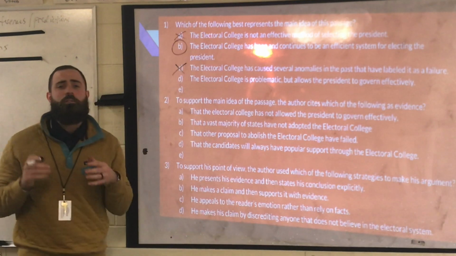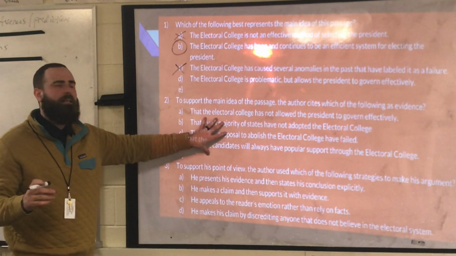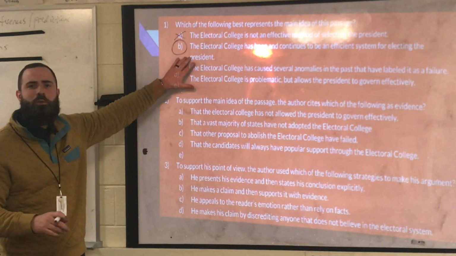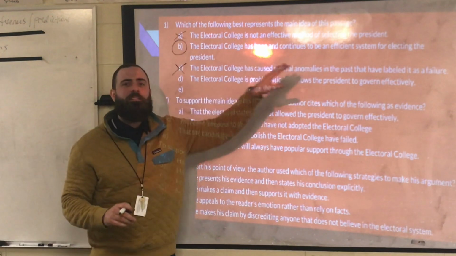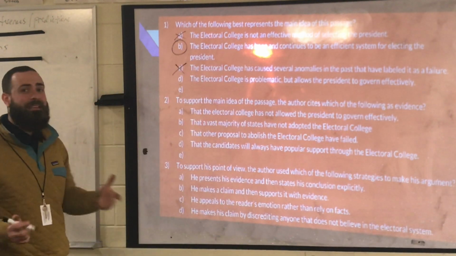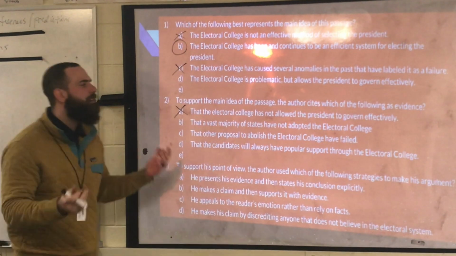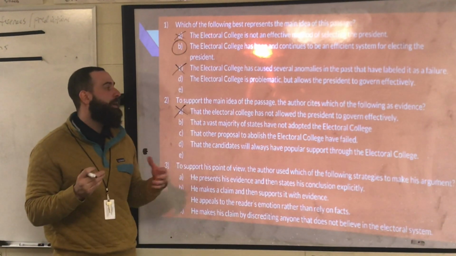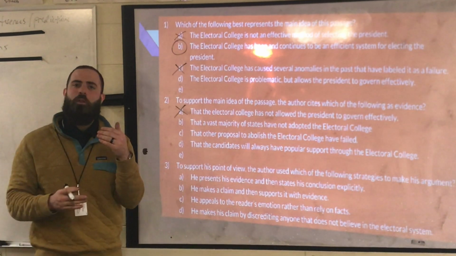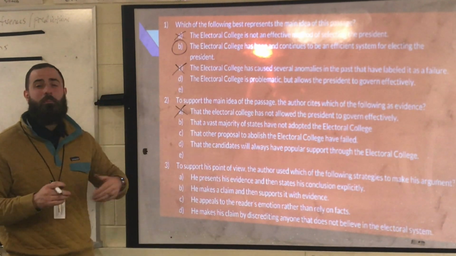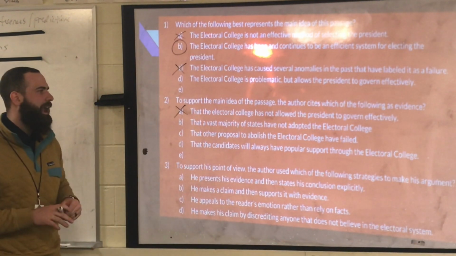So again, I'm looking to eliminate two answers. What pieces of evidence, I'm asking myself, tie directly to this? Because they have to go hand in hand. So I said it was an effective system. So right off the bat, again, I'm eliminating A. The Electoral College has not allowed the president to govern effectively. That's simply not true. If I break down what the whole paragraph is talking about, it's talking about why the Electoral College has been a good system. So I get rid of A.